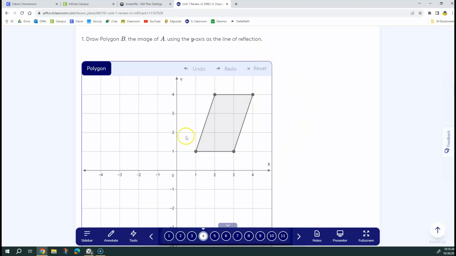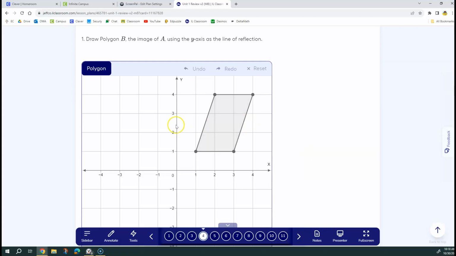So we are reflecting polygon A, which is right here, and we are using the y-axis, the vertical axis, and it's labeled right here, y-axis. We're using that as our line of reflection. So if we could fold this graph right here along the y-axis, where would this shape land?